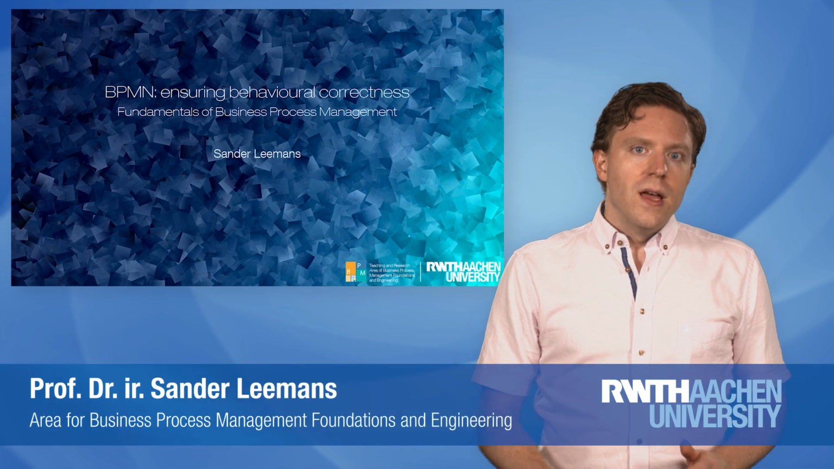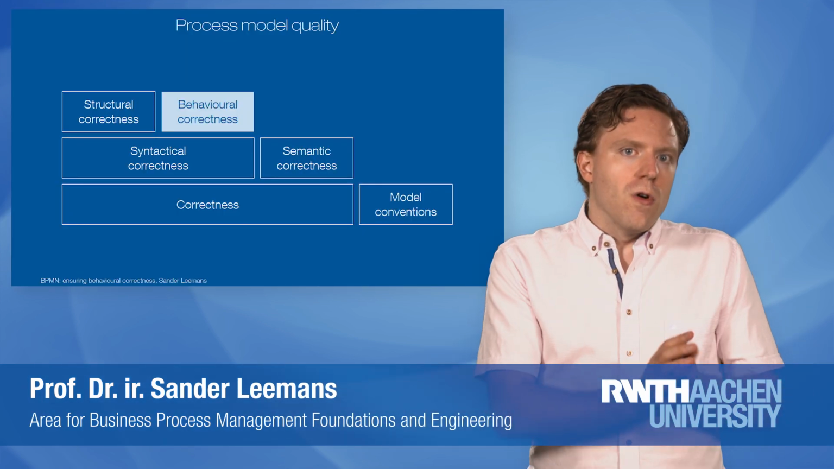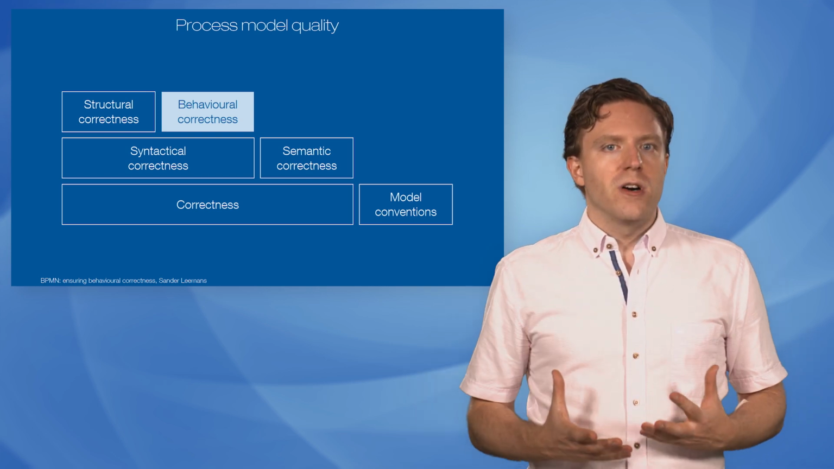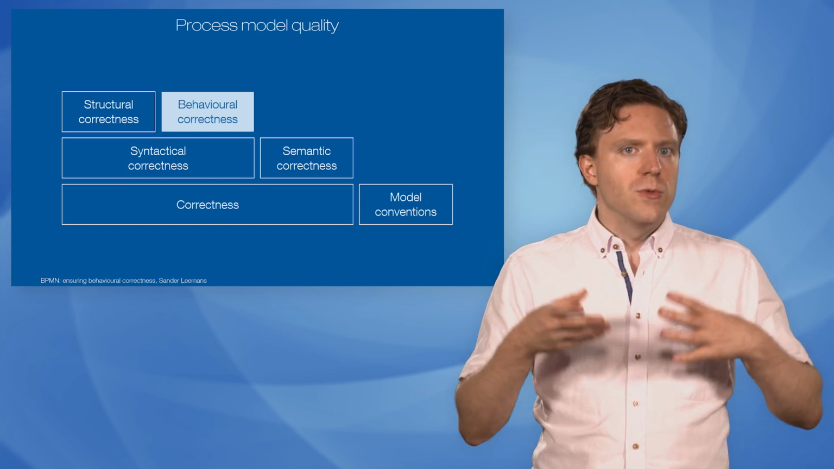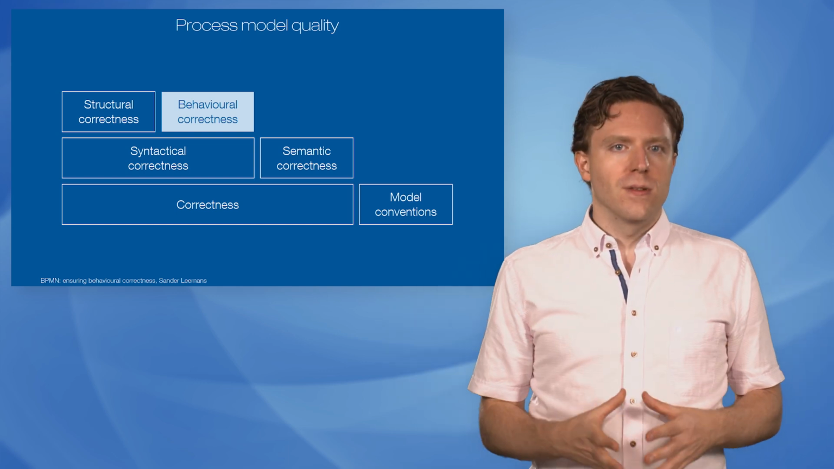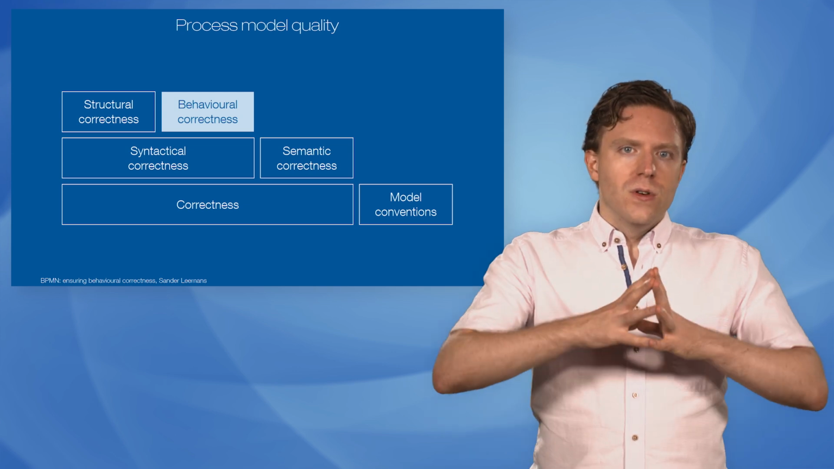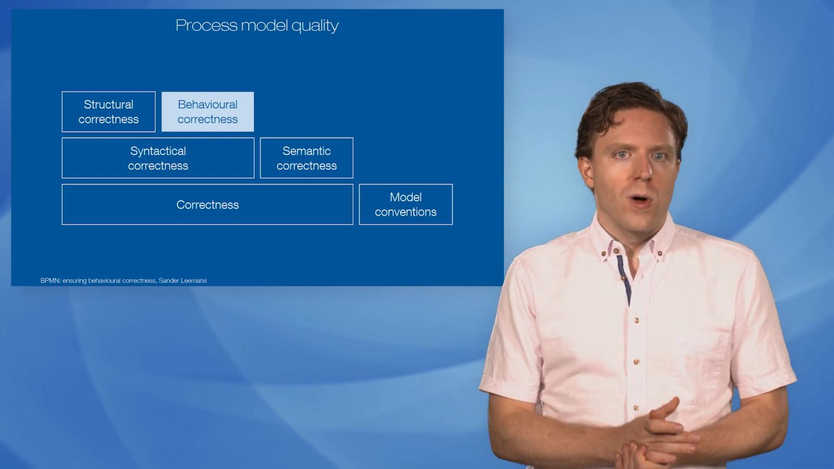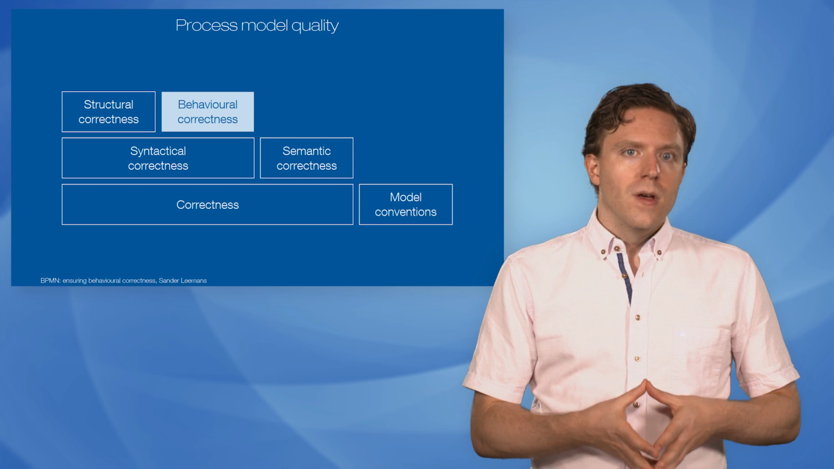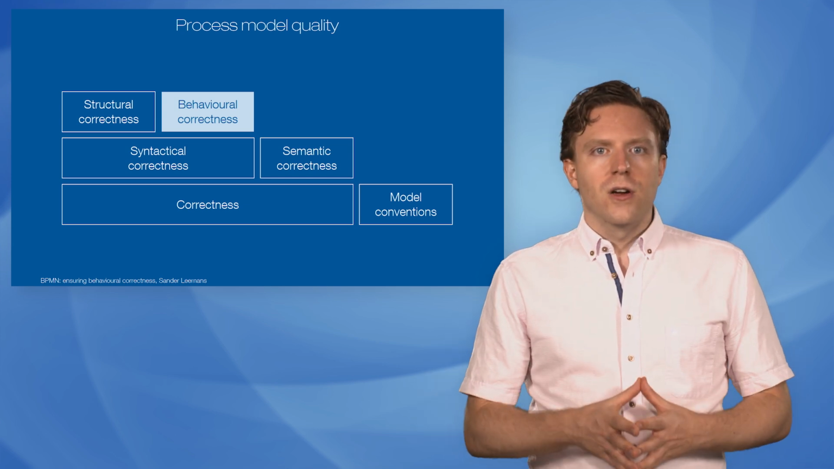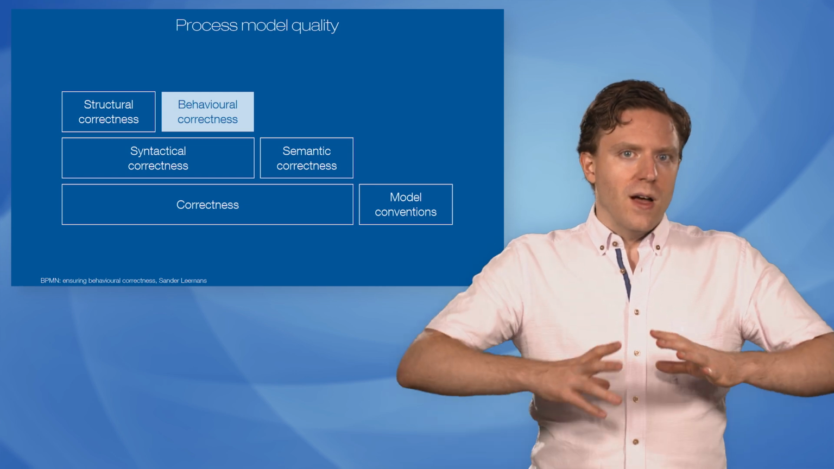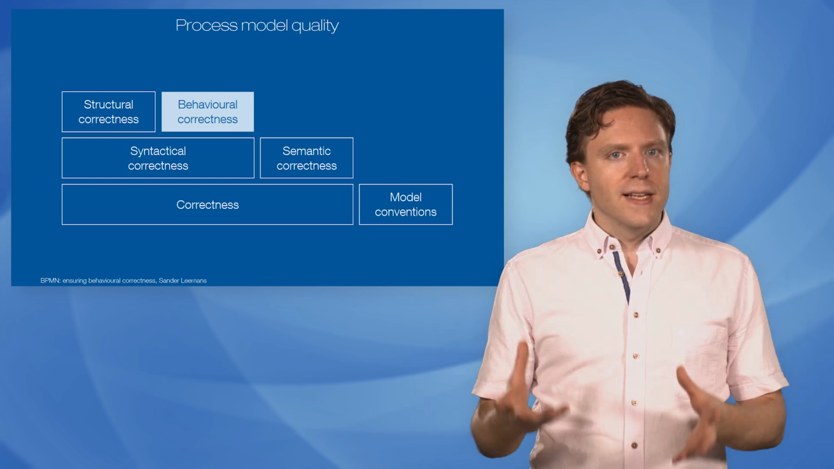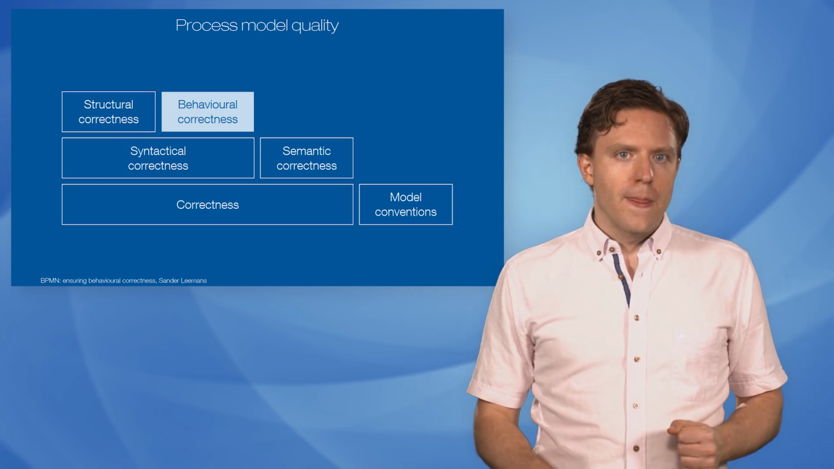We have seen a framework for process model quality. This framework tells us which parts we need to take care of in order to ensure a good quality process model. Today we're going to go a bit more into depth on one particular type of quality, behavioral correctness. This is one of the most challenging correctness notions, and what I will do in this video is show you some hints in order to verify that your model is behaviorally correct.